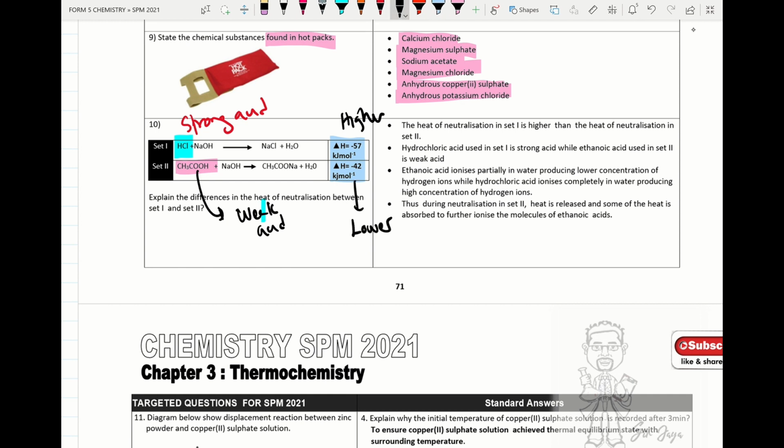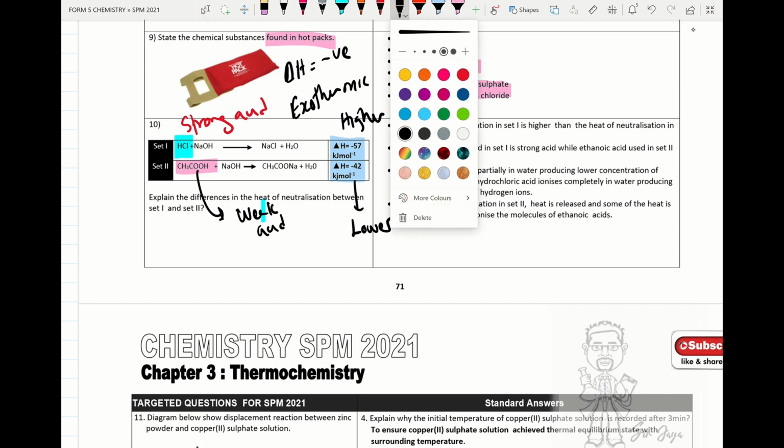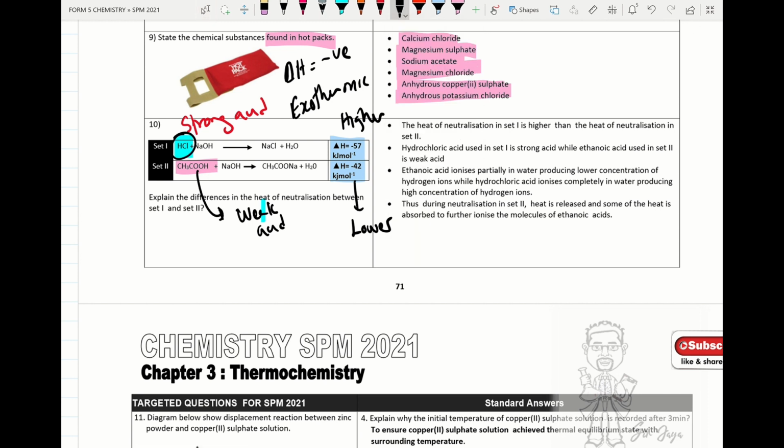This reaction is known as an exothermic reaction because the heat of the reaction carries a negative symbol. It is released to the surroundings during the chemical reaction. The heat energy absorbed during bond breaking is lower than the heat energy released during bond forming. So we check the answer for this one. Hydrochloric acid is a strong acid. Ethanoic acid is a weak acid. The answer is given.